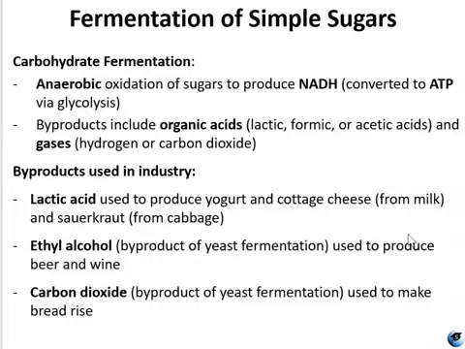Lactic acid is used to produce yogurt and cottage cheese from milk and sauerkraut from cabbage. Ethanol is a byproduct of yeast fermentation, and it's used to produce beer and wine. Carbon dioxide, which is also a byproduct of yeast fermentation, is used to make bread rise.